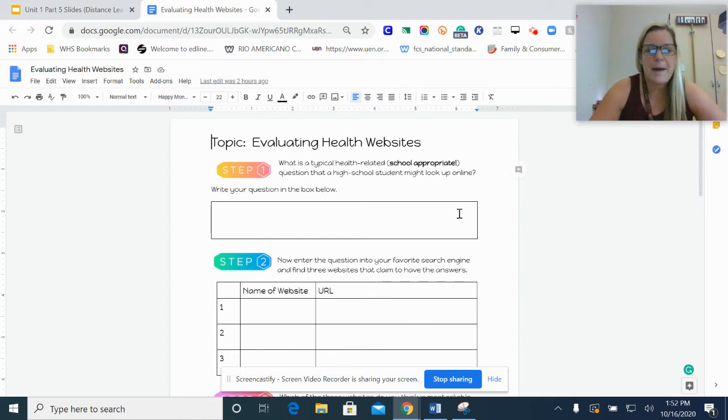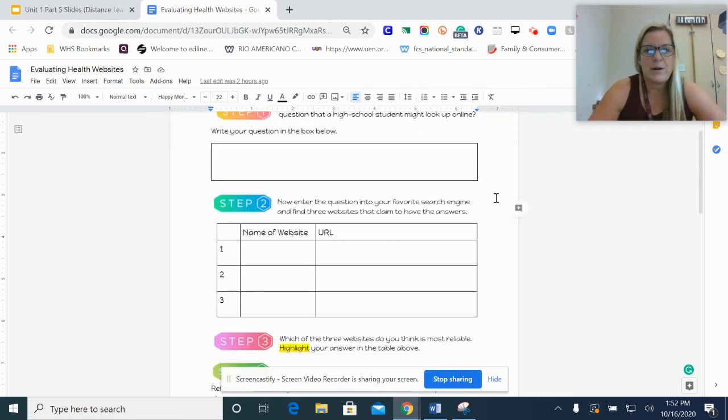Okay, so you're going to search for that. So that's step 2, searching for it. Now enter your question into your favorite search engine and find 3 websites that claim to have the answer. So you're going to type the website under that second column and then type in the URL. You can copy and paste the link there.